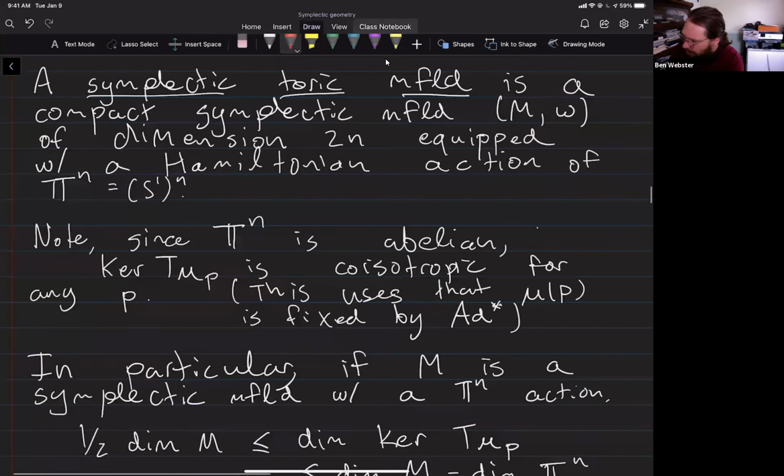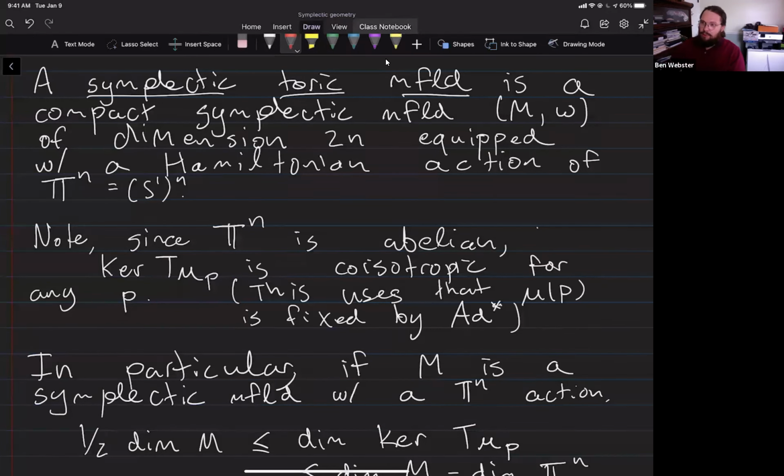So what is a symplectic toric manifold? It's a compact symplectic manifold, (M, omega), of dimension 2n, equipped with a Hamiltonian action of a torus which is half dimensional. So dimension n. Now, this is the biggest torus action that you can have, which is Hamiltonian.